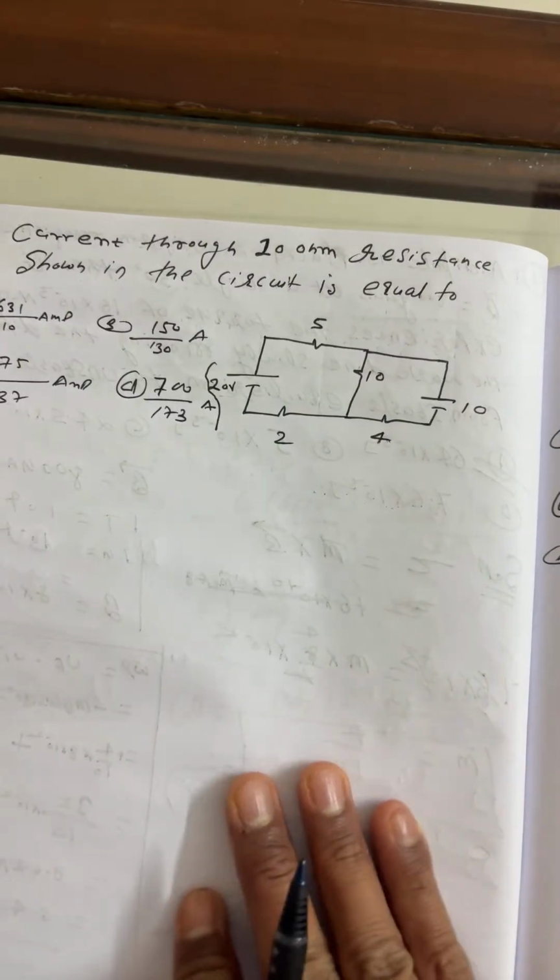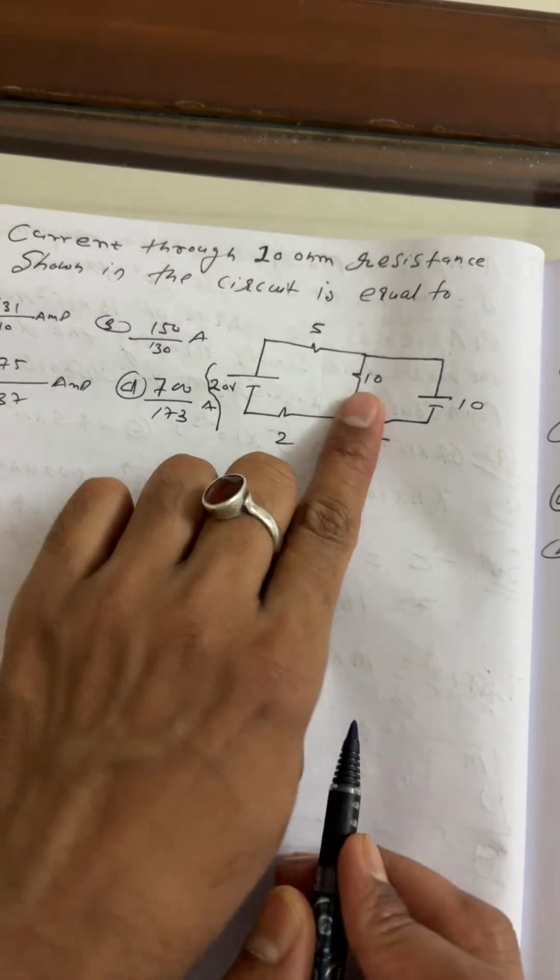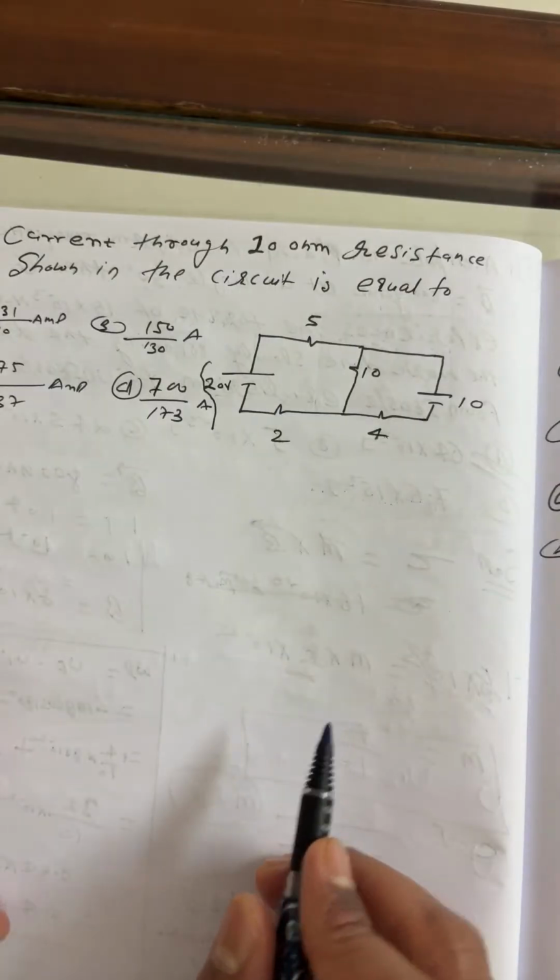Now, have a look at the next question, sir, which is question number 3. I'm going to discuss this one. Current through, we have to find the current through the 10 ohm only. Current through 10 ohm, right?